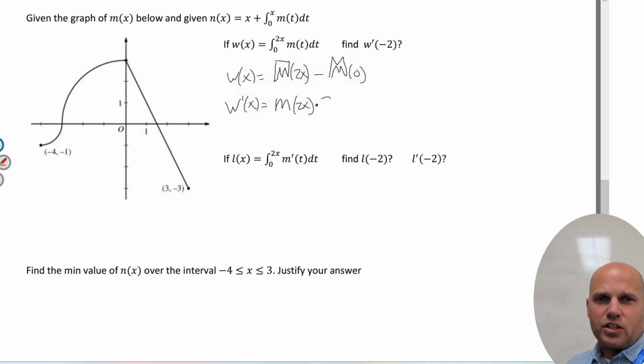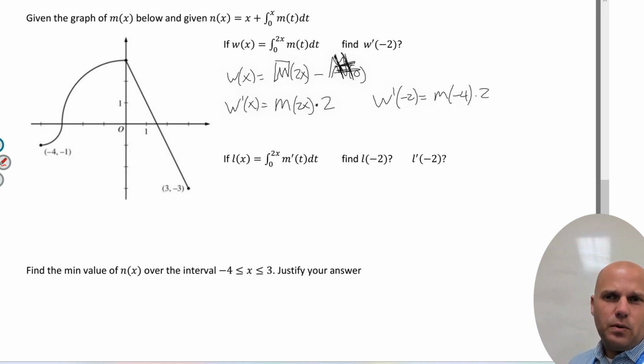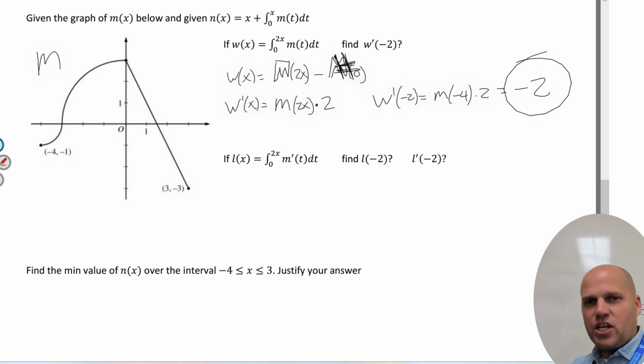What starts in the parentheses stays in the parentheses, times 2. And this is just a number. It's a constant, which we will subtract, and when we take the derivative, it becomes a 0, which means w prime of negative 2 is m of negative 4 times 2. This is the graph of m. m of negative 4 is negative 1, times 2 is negative 2. Boom, look at that. I'm glad I changed it up on you.